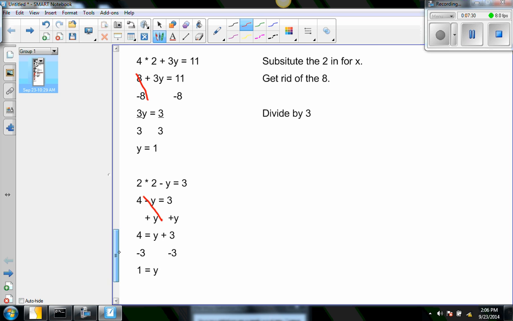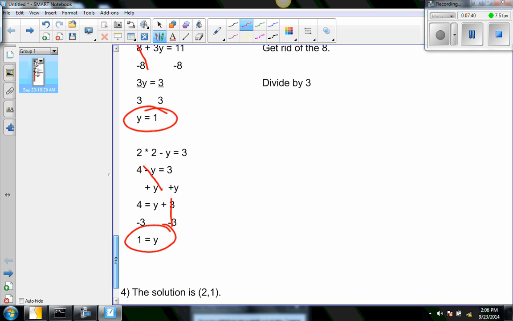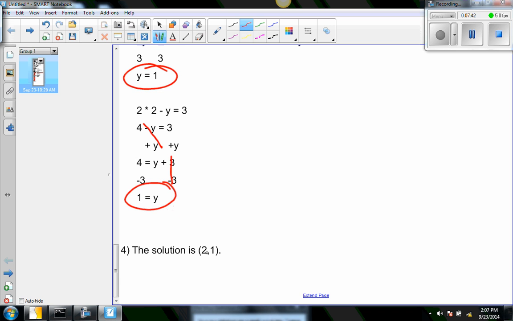I need to get the y by itself. So I'm going to subtract 3, cancel it. Subtract 3 over here. 4 minus 3 is 1. So look at that. I got y equals 1, y equals 1 for both of them. So the solution is 2, 1. When I plug a 2 in for x, I get a 1 out for y.